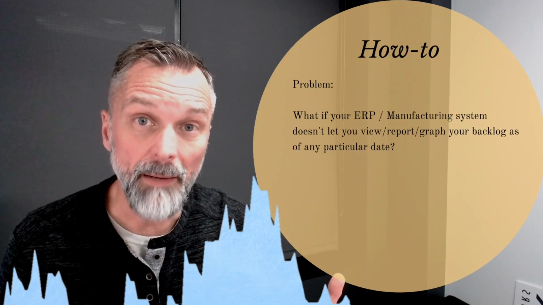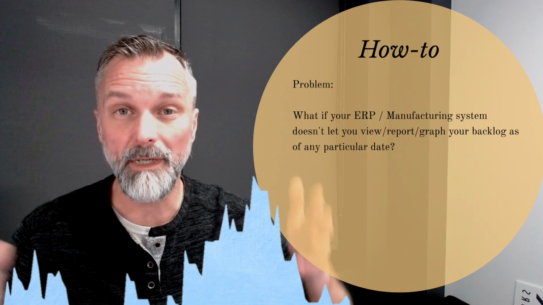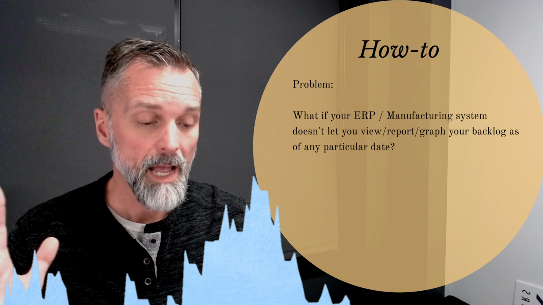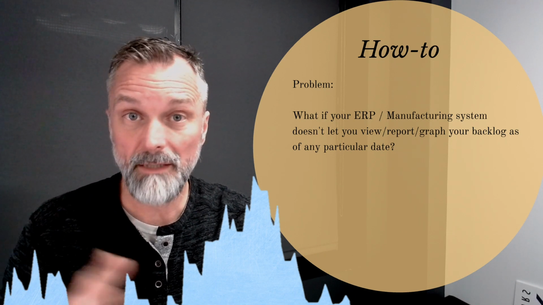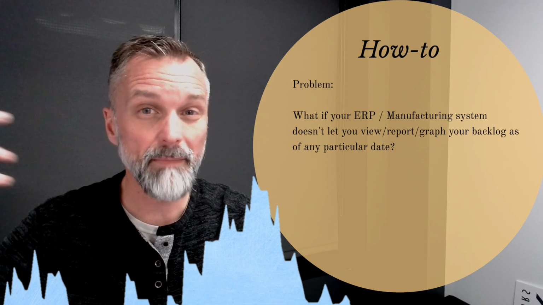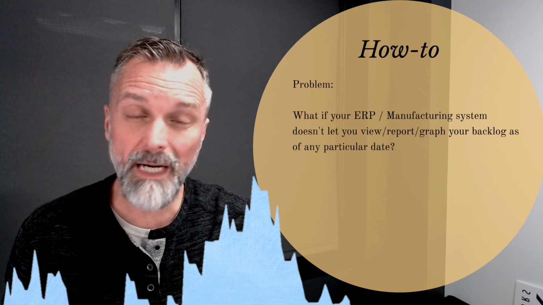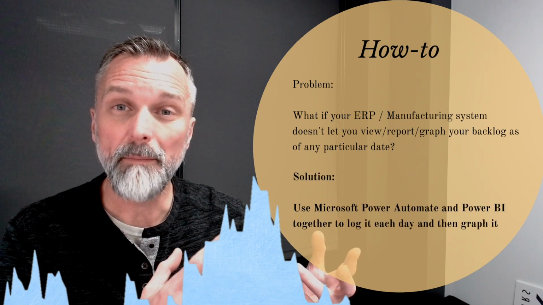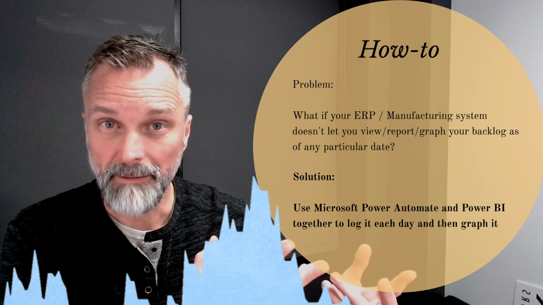So there can be a dilemma. What if your ERP system doesn't give you a report or a graph showing value of backlog over time? It's actually a pretty big dilemma. Many systems don't have it, and you can't just go back and see, well, what was the backlog last week, last month, and so on. So that's a problem in many cases. I'm going to show you how you can use Power Automate with Power BI to solve that.